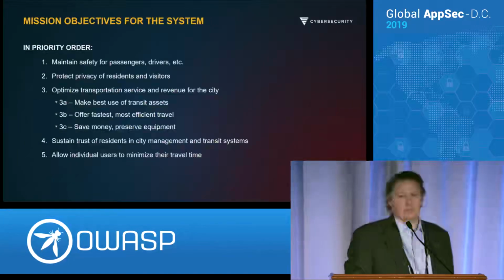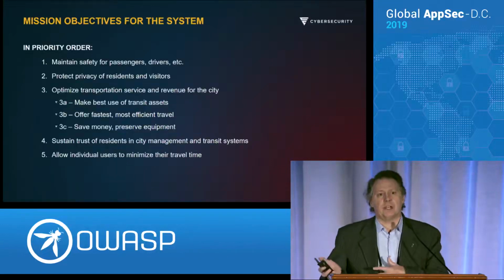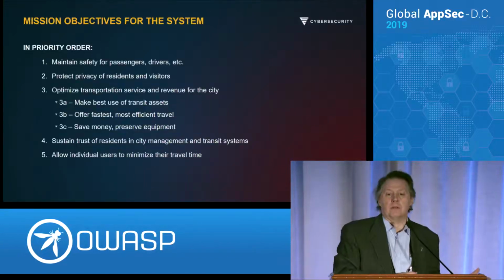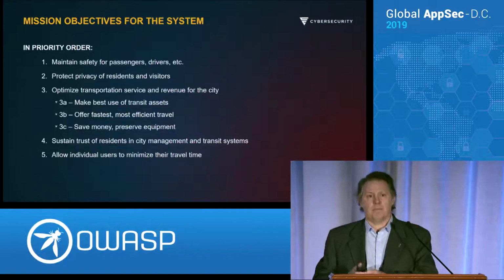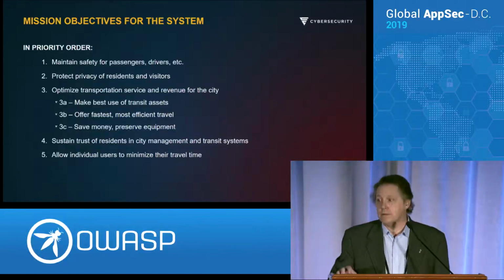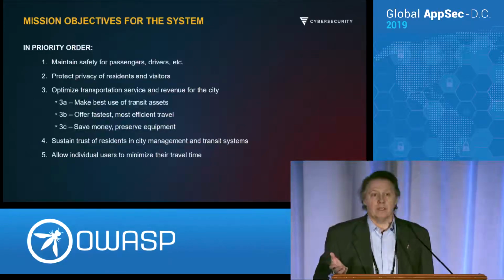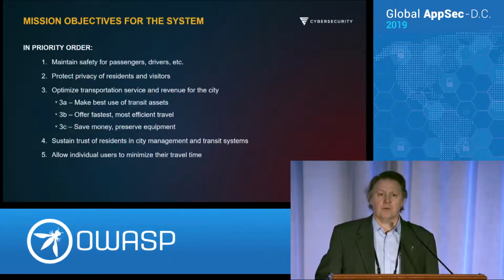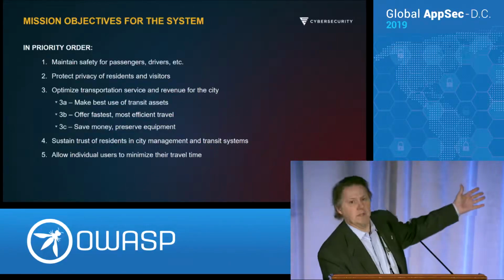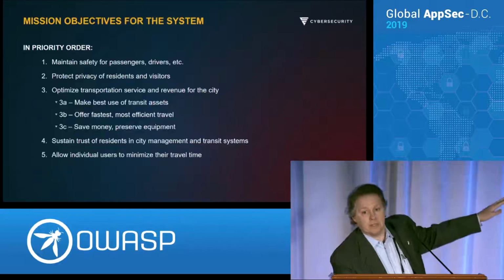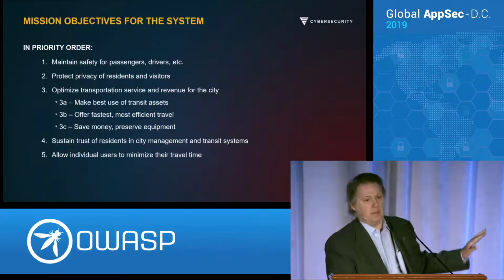Okay. So another important thing, one of the first principles we'll hit, is that security is about mission, right? We build security into our systems because that system has a job to do. So the first thing you have to know about a system you're going to secure is what job it is expected to do and which things are more important than other things, right? So for this system, job one is safety, right? We're talking about buses and trains running around a city.